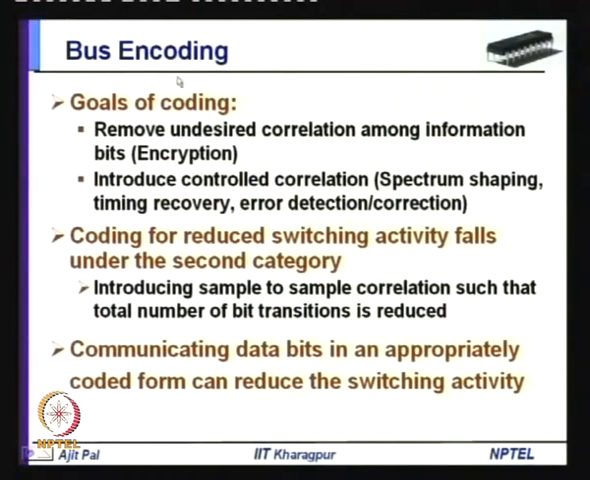Encoding is not a very new concept. It is being used for a long time, particularly in communication. In communication, we have seen it is used for various purposes. For example, one goal of coding is to remove undesired correlation among information bits. So, you are sending information bits sequentially one after the other. Whenever you are doing so, if you want to remove correlation, then you can do some kind of encoding, and then correlation among various adjacent codes which are sent one after the other is removed.